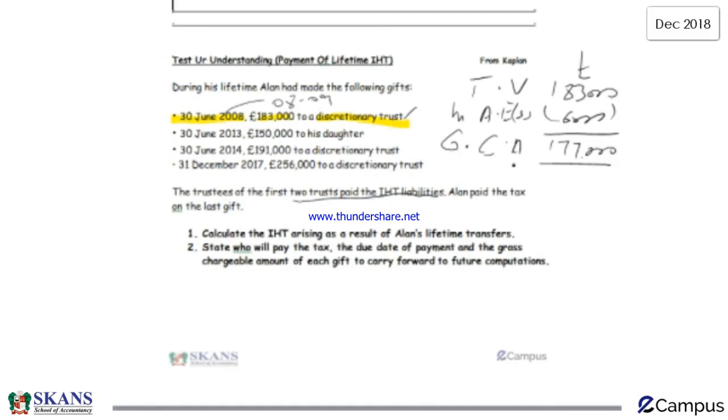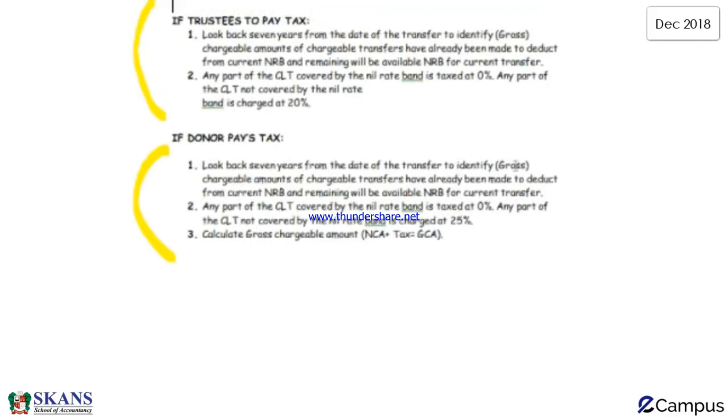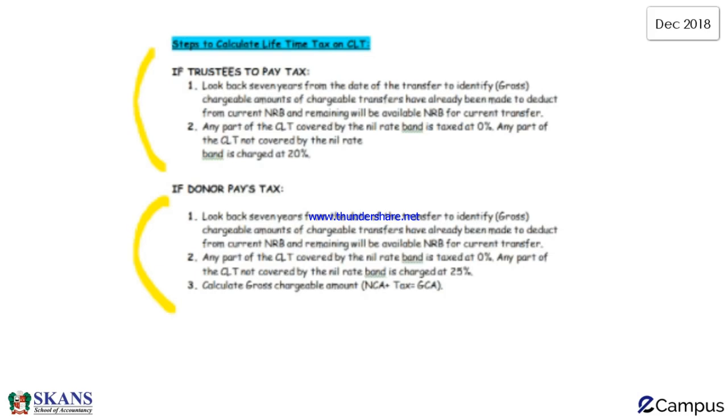Now, in order to know what amount of nil rate band is applicable, candidates must look back 7 years from the date of transfer to identify the gross chargeable amounts of any chargeable transfers only, which have been made in the previous 7 years. Whatever the gross chargeable amounts of those transfers are, those will be deducted from the nil rate band of the current tax year, and then the remaining nil rate band will be applicable on this transfer, which I'll be explaining with the help of the following example.